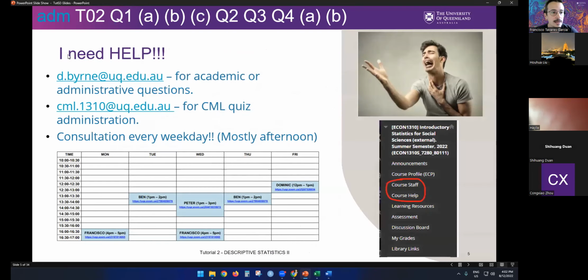Once again, if you need any help, you can talk to Dominic. If it's an academic or administrative question, or about the CML, you can send an email here. And remember, we always have consultations every day in the week. Tomorrow we still have Dominic from midday to 1 Brisbane time. So if you need any help, don't miss the chance of asking.